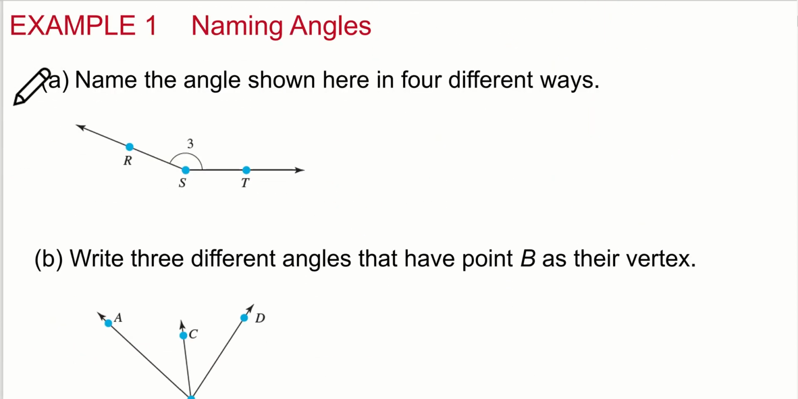In example 1, we just kind of want to get some practice naming these angles. Here, we want to name the angle in part A in 4 different ways. One thing we can do is we could simply call it angle 3. We could also refer to it as angle S, according to the vertex, because there's only one angle here. You could also call this angle RST, or we could refer to it as angle TSR.